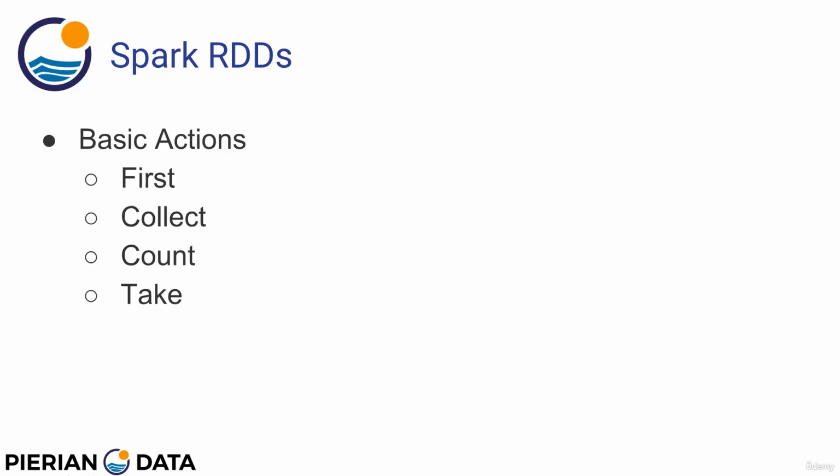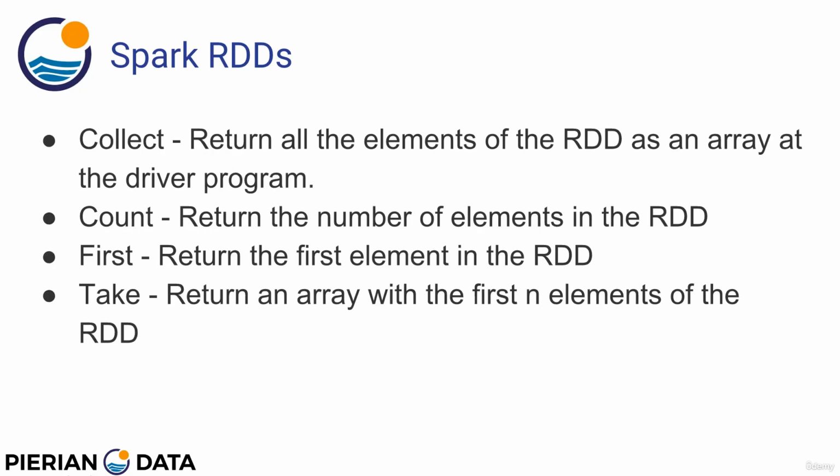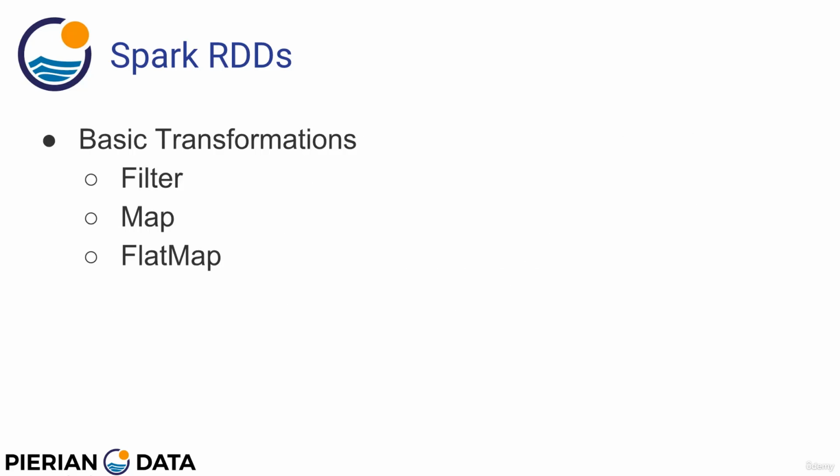The basic actions we're going to take a look at are the first, collect, count, and take actions. Collect is going to return all the elements of the RDD as an array at the driver program. Count is going to return the number of elements in the RDD. First will return the first element in the RDD, and take will return an array of the first n elements of the RDD. So you pass in n as an argument into take. And basically these four actions are going to look like methods when we're actually programming with Python on whatever RDD object we create.